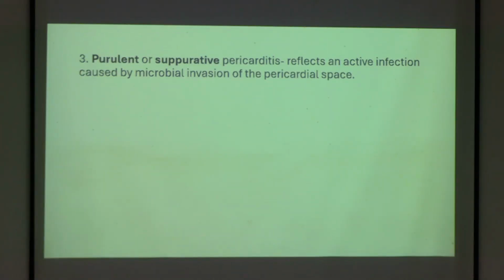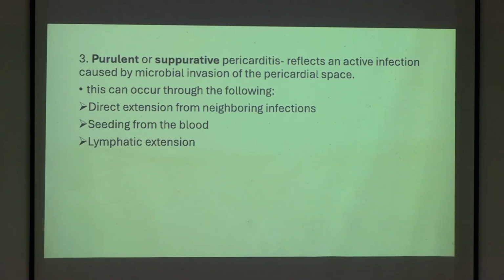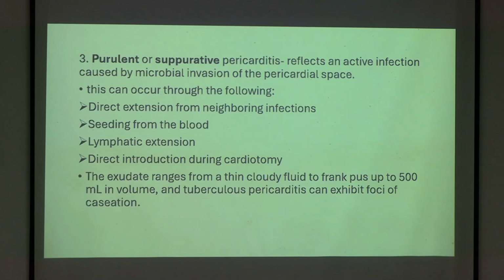Third is purulent or suppurative pericarditis. What is that? It reflects an active infection caused by microbial invasion of the pericardial space, okay? Purulent means pus formation. This can occur through direct extension from neighboring infections, seeding from the blood, lymphatic extension, or direct introduction during cardiotomy.